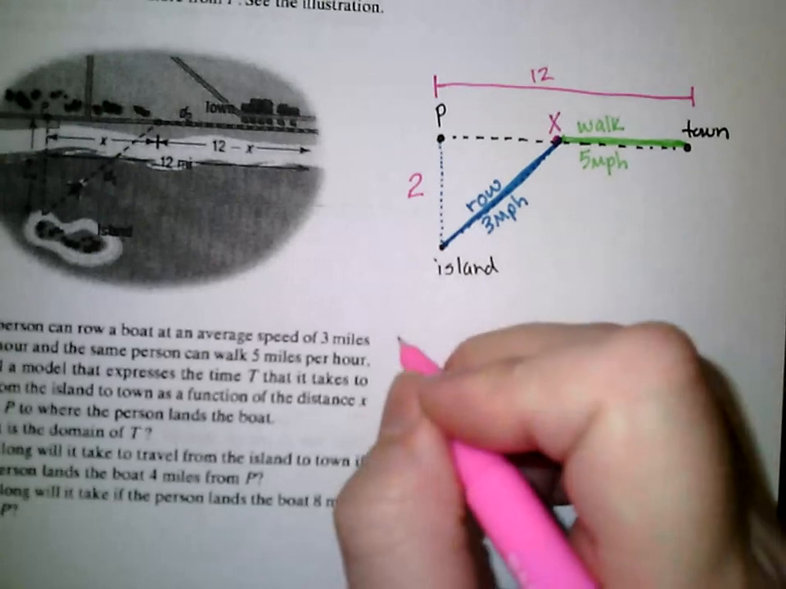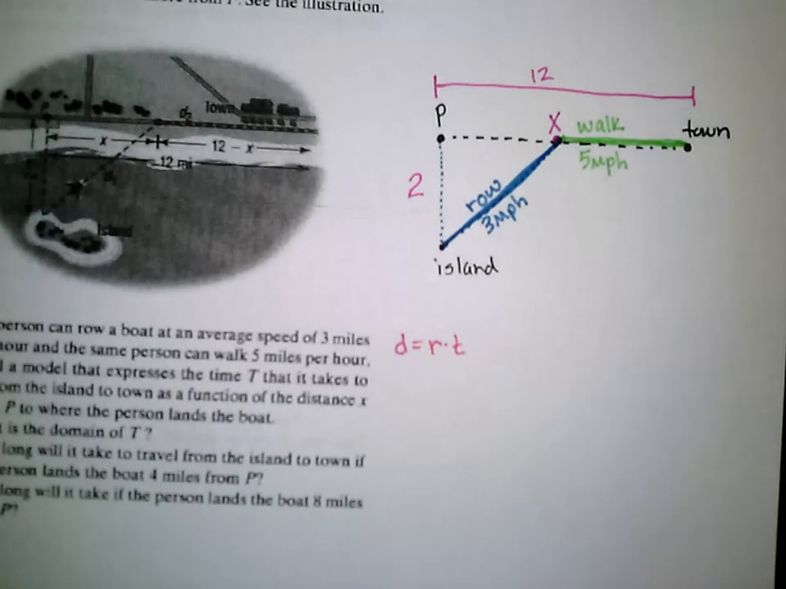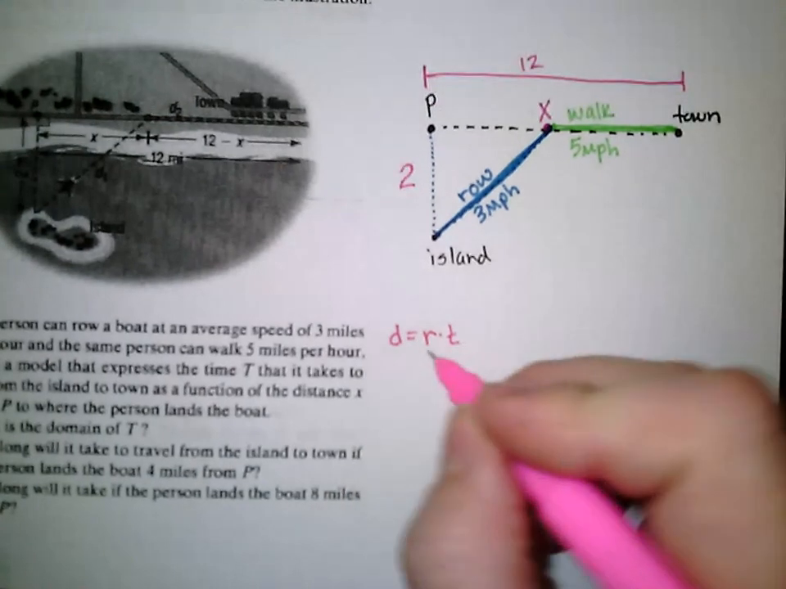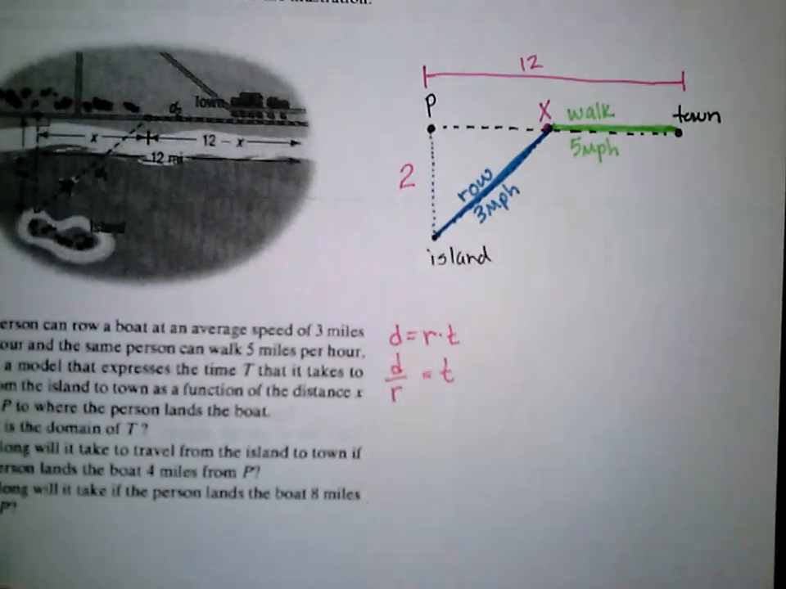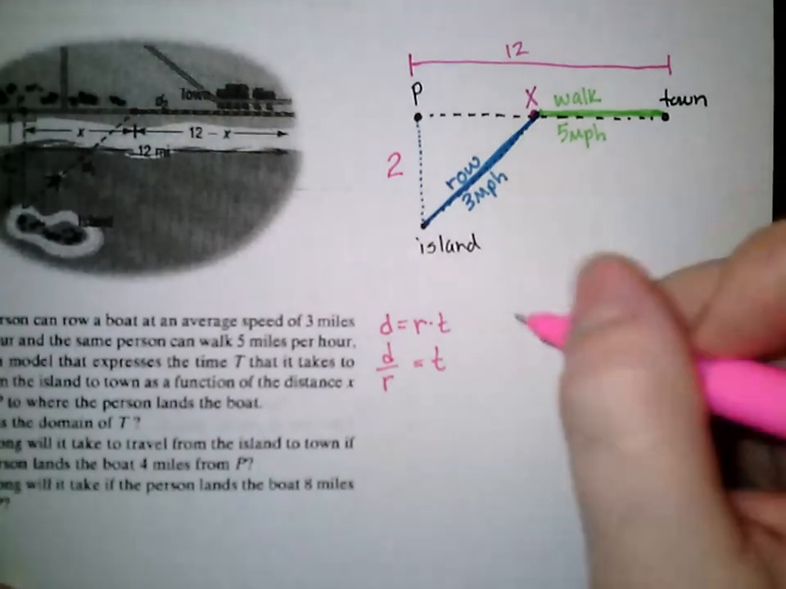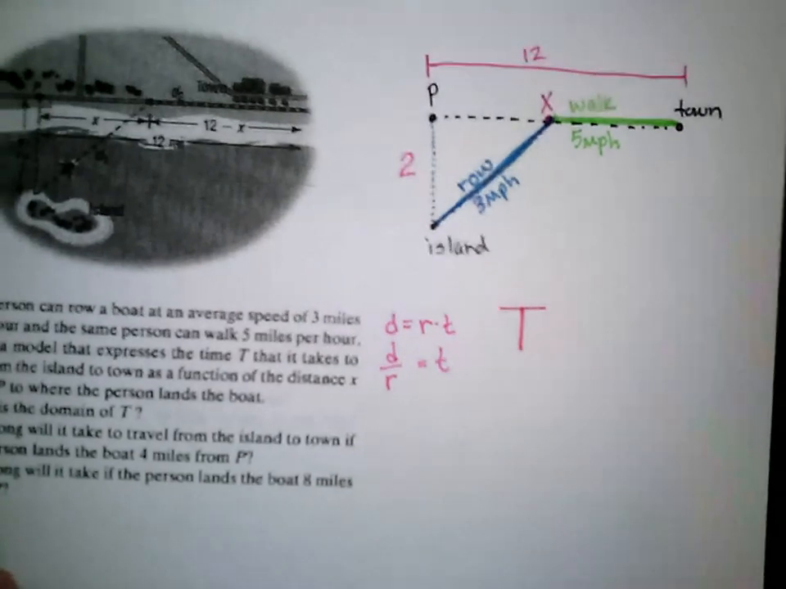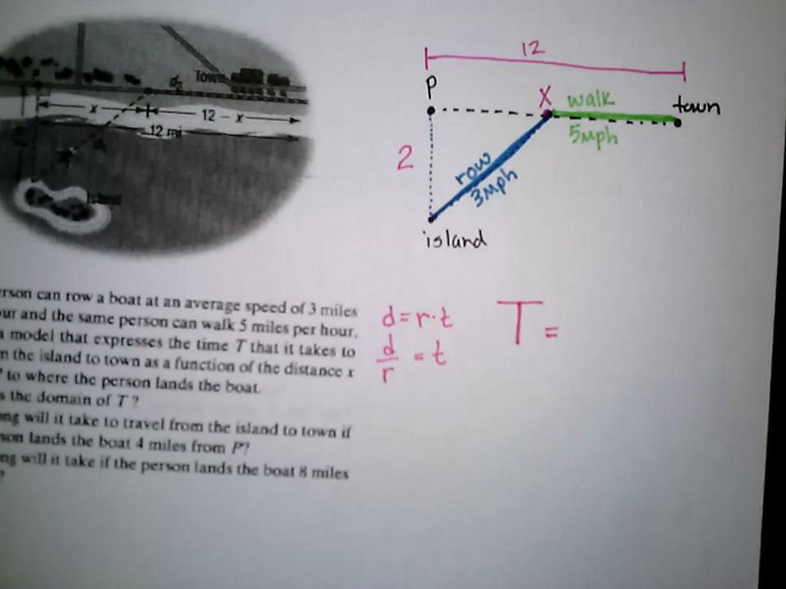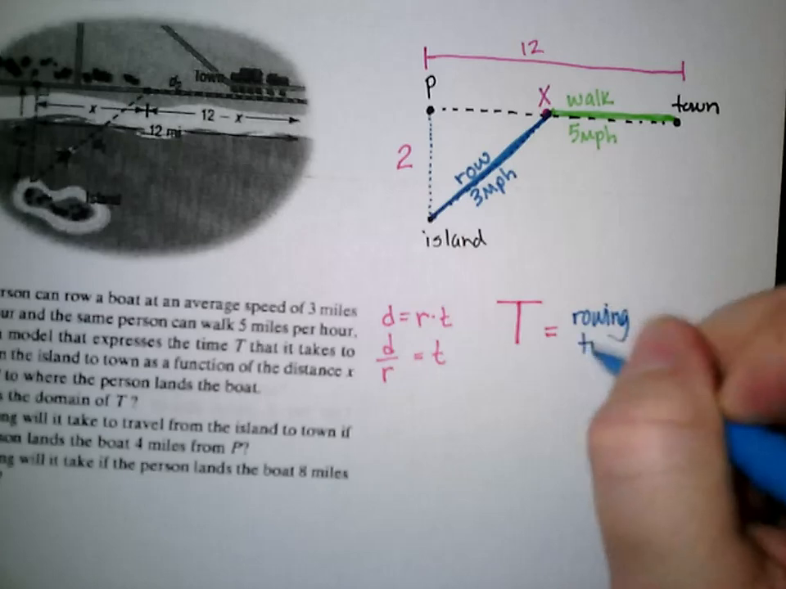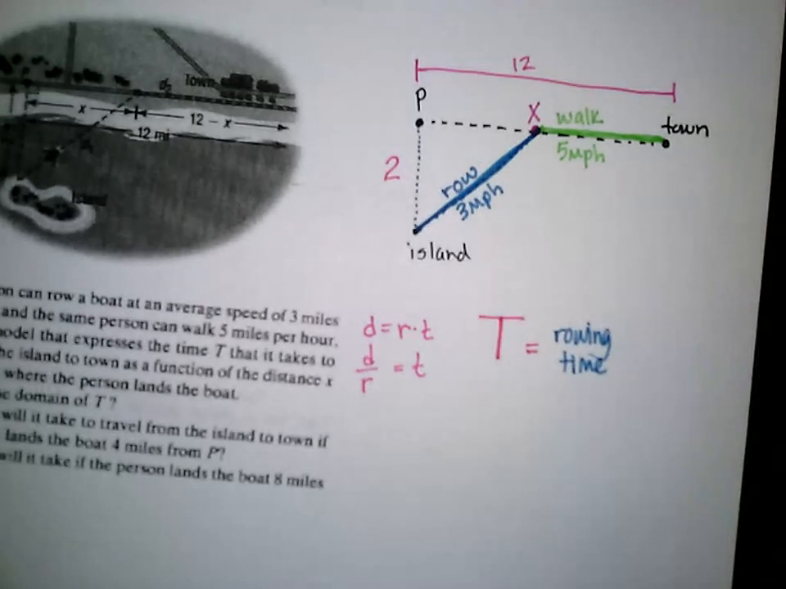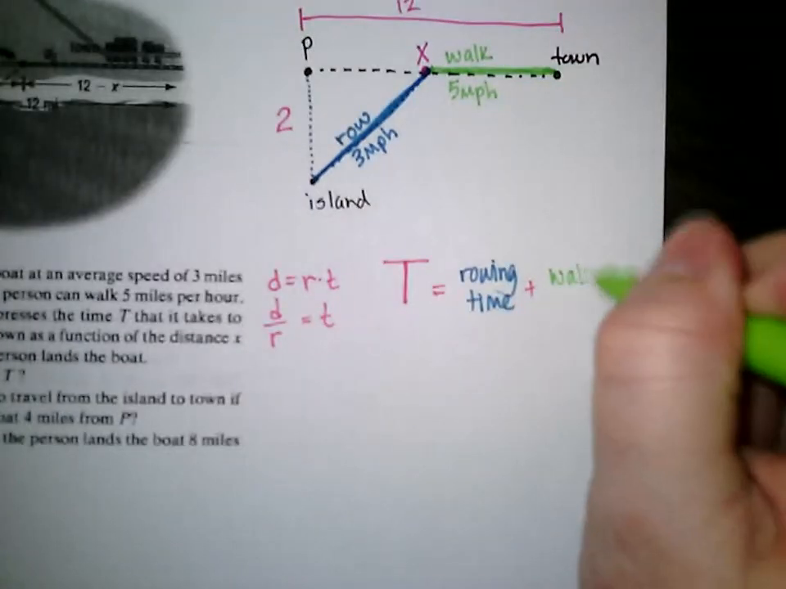So we're talking about distance, rate, and time. The formula I usually use is distance equals rate times time. But my formula needs to be t equals. So I'll go ahead and divide both sides by r, and I get the formula distance divided by rate equals time. So essentially what I'm trying to put together is the total time that it takes me to get across is going to be equal to the amount of time I spend rowing plus the amount of time I spend walking. Because no matter what, I have to do a bit of both.